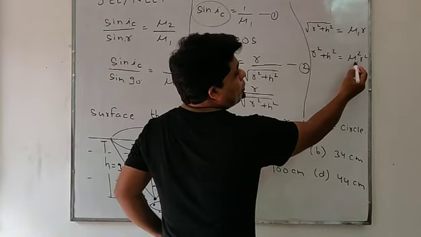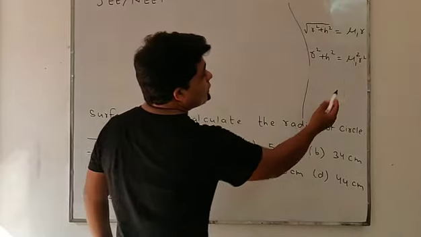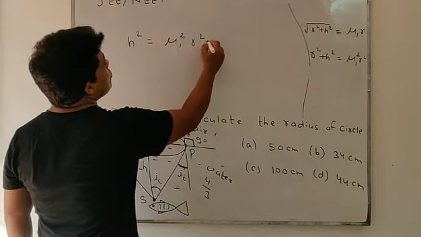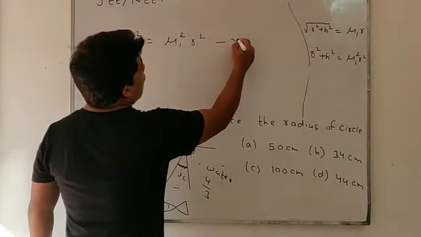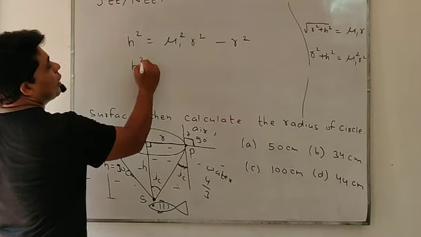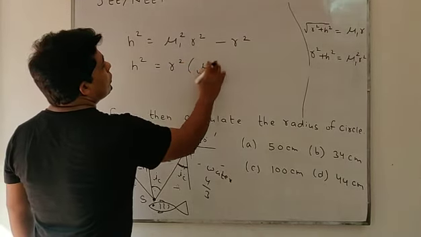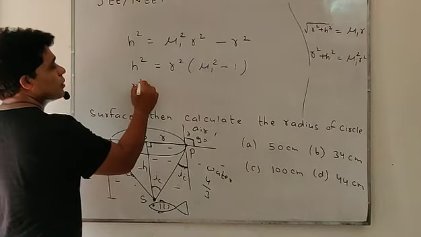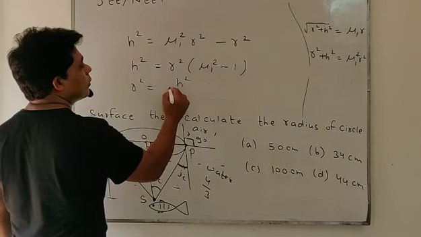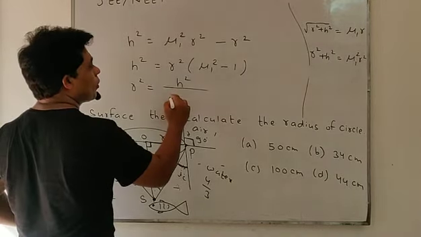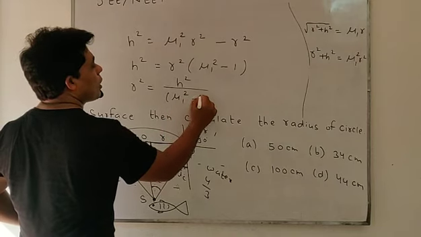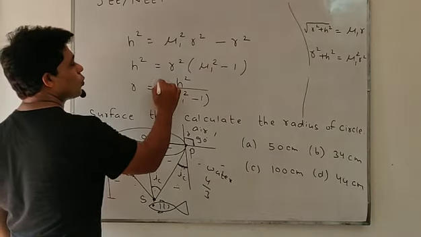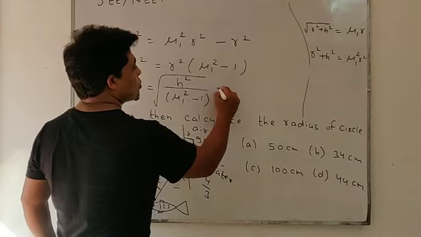Understood? Transfer. Look, we have to find radius. So look students, h square equals mu1 square R square. Transfer this R square to that side, minus R square. We can take common as R square. We can write mu1 square minus 1. We have to find radius. So R square equals h square divided by the term mu1 square minus 1. Now students, when I remove square, there comes root. So look students, now put the values.